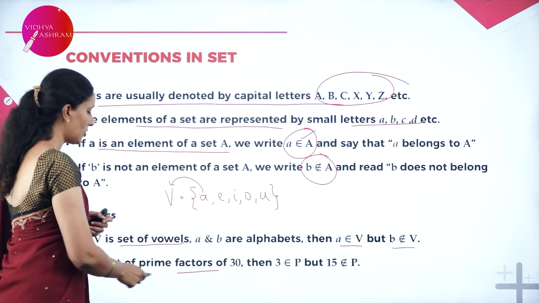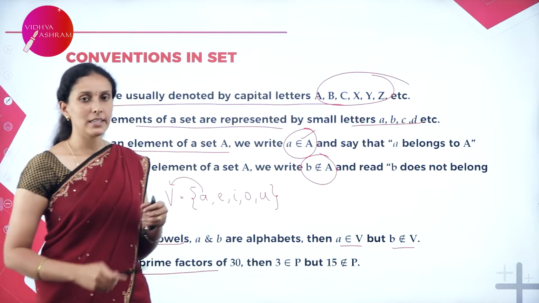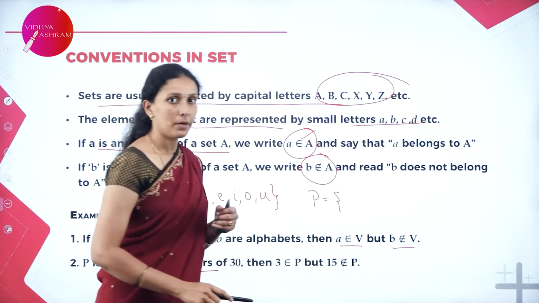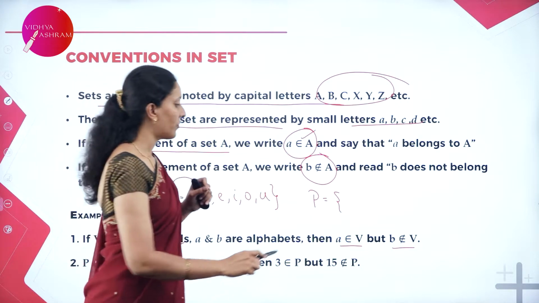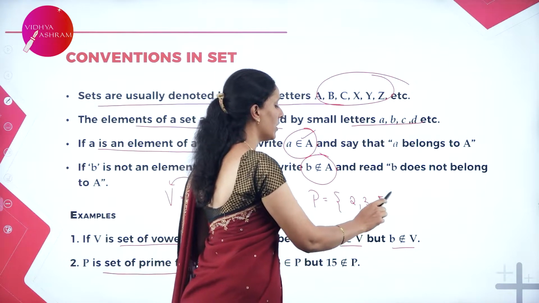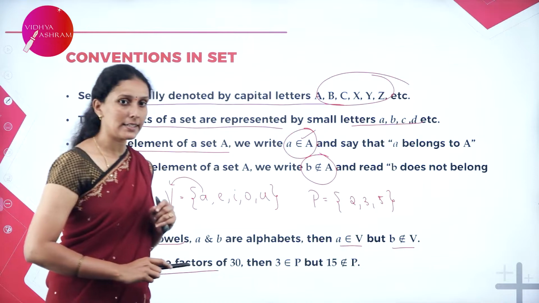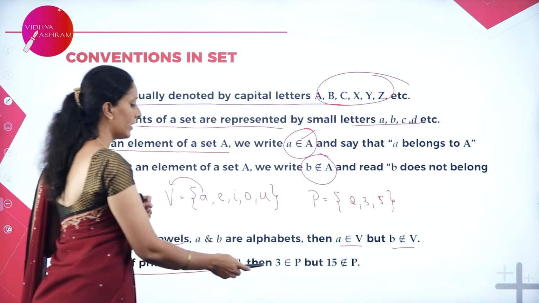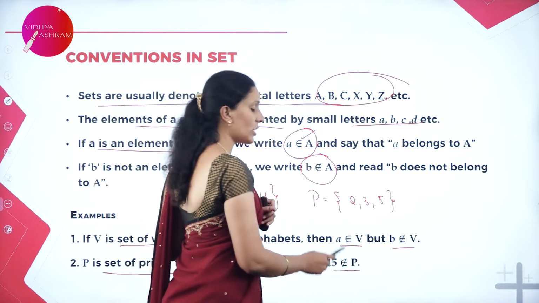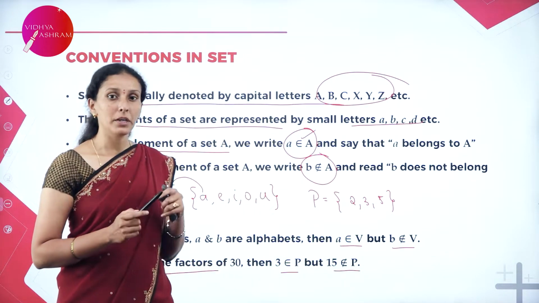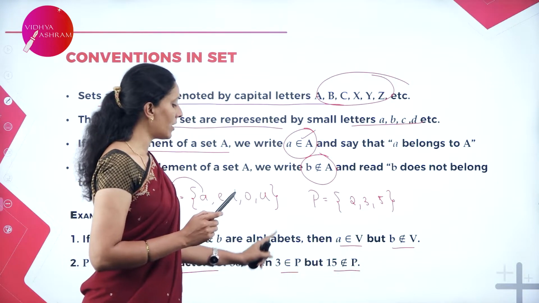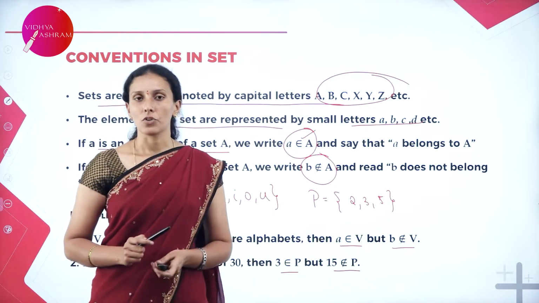Next, P is the set of prime factors of 30. When I say prime factors of 30, we write only the prime numbers that are factors of 30. The only possible factors are 2, 3 and 5. So we have 3 elements inside set P. Clearly you can see 3 belongs to P. 15 does not belong to P. 15 is a factor of 30 but it is not a prime factor of 30. That is why 3 belongs to P but 15 does not belong to P.